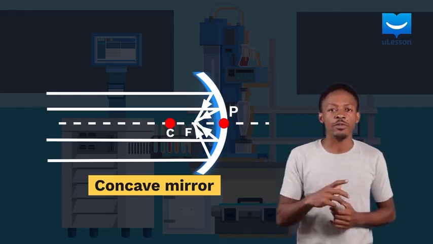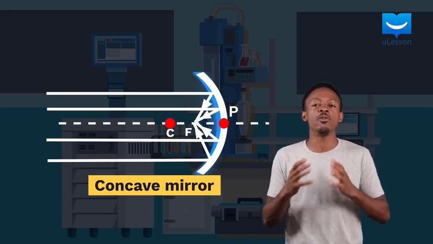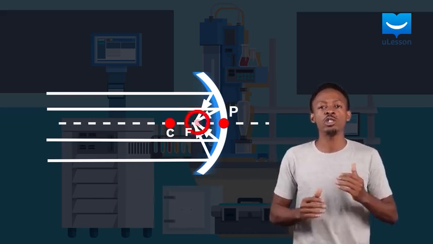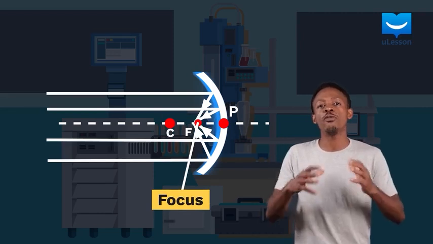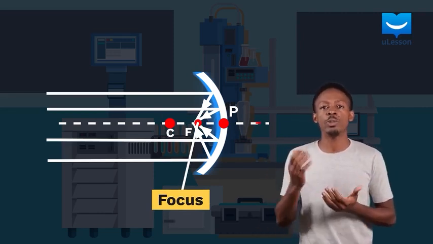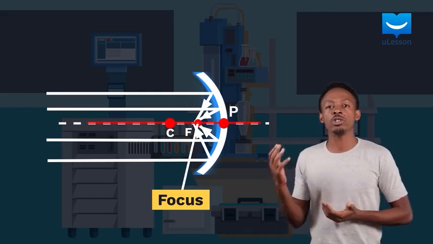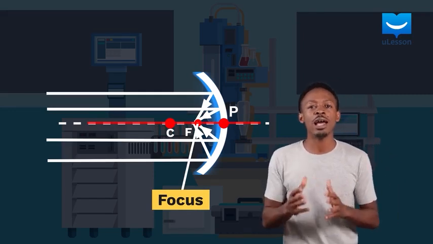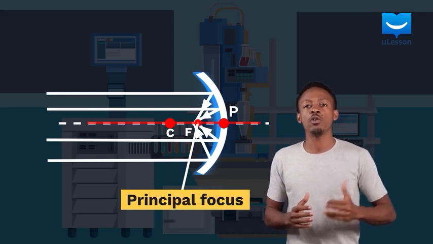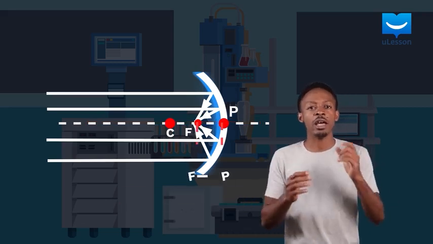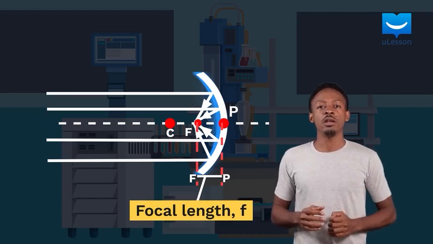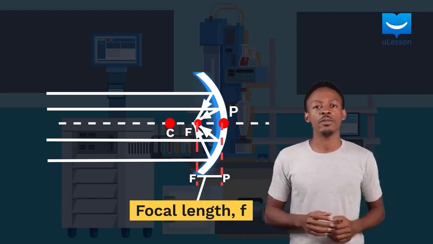This point F, where rays are seen to converge or seem to diverge from on a curved mirror, is known as the focus or focal point. If the incident rays are parallel to the principal axis, like in our illustrations, then the focus lies on the principal axis and is known as the principal focus. The length FP is then known as the focal length, represented by small letter f.